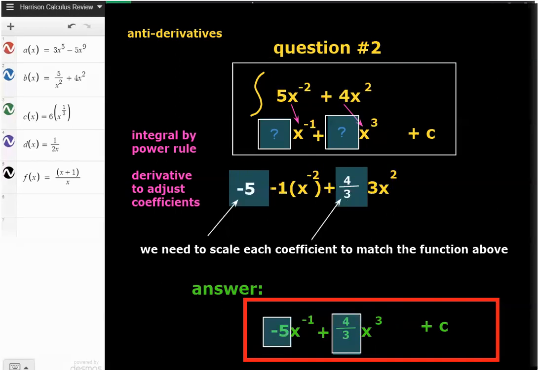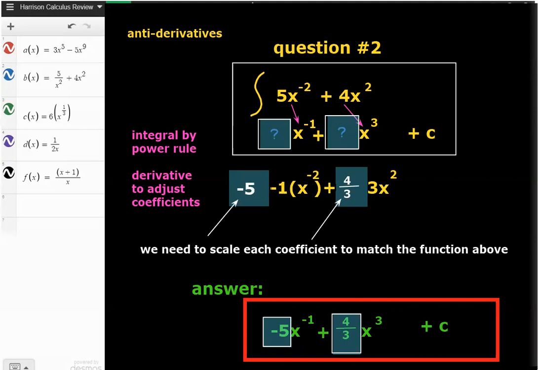For question number 2, we have 5 over x squared plus 4x squared. So what I did here was I rewrote the first term with x as a negative exponent. Then the power rule still applies because you just add 1 unit to the negative value there. So that means that by integration, the first term, 5x to the second, will become some number times x to the negative 1. And 4x squared, well, the x squared will become x cubed.